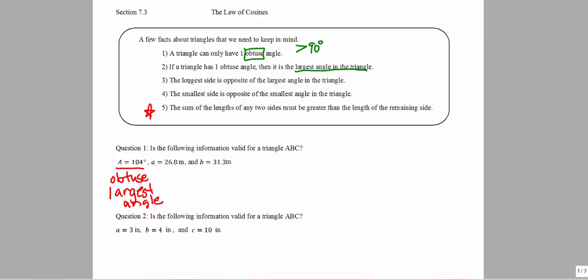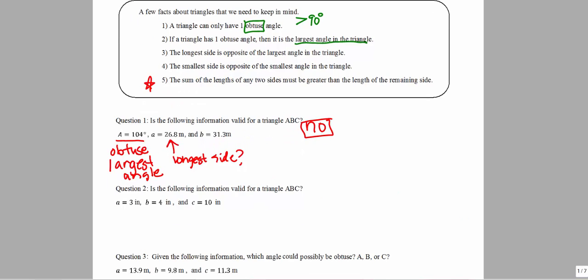And fact 3 says that if we have the largest angle in the triangle, the side opposite of it must be the longest side. Well, is this the longest side? And the answer is no. We are also given that side B is 31.3 meters, which is longer than side A. So this information is not valid for a triangle ABC.